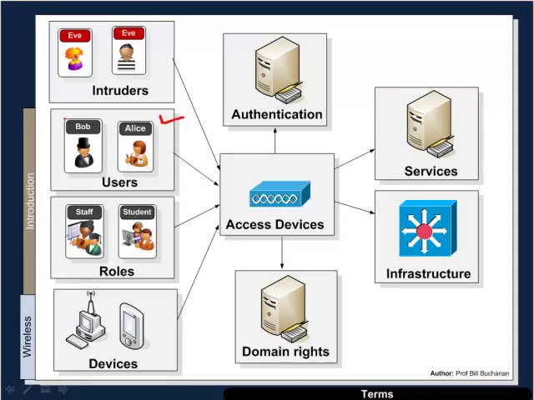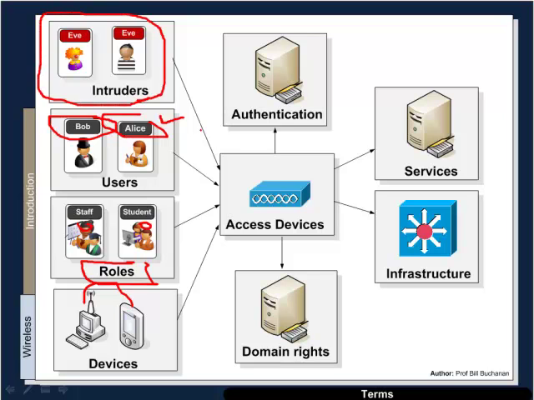Well, basically we have users, and normally we define the good users as Bob and Alice. Each of these users can have specific roles, such as staff or students. We have a range of devices from and to which we connect, and unfortunately we also have Eve, who can be defined as our intruder. It is these intruders who are trying to modify data, change data, and so on. And it's up to us to make sure that the intruders do not damage or compromise the system in any way.